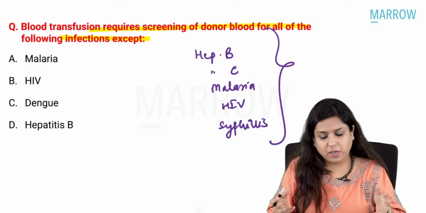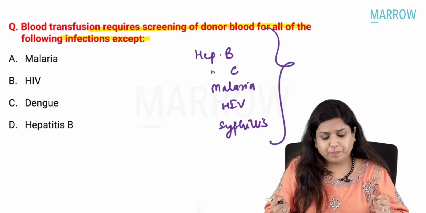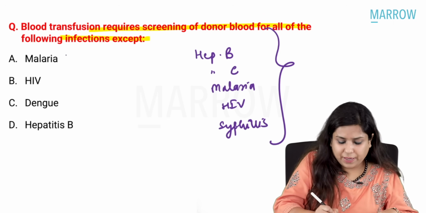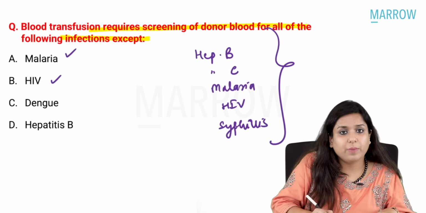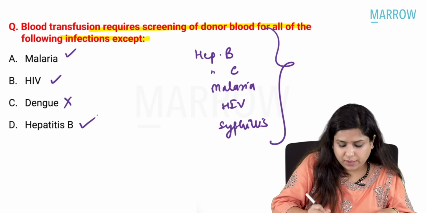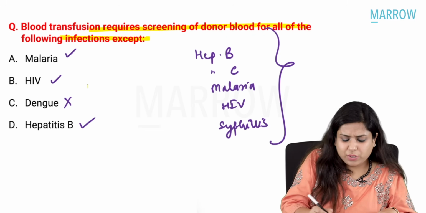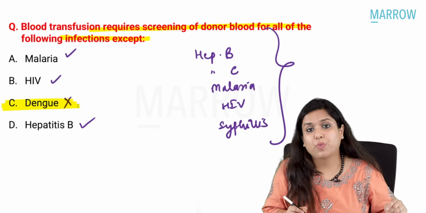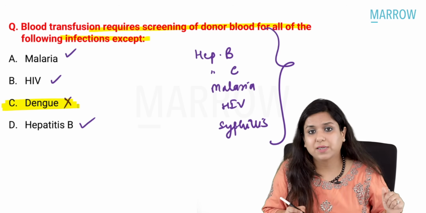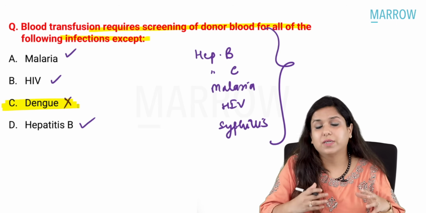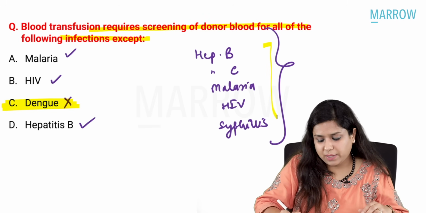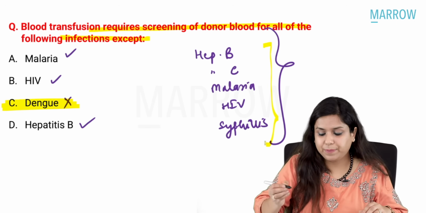So here they asked you which infection out of these is not screened. Malaria is definitely screened, HIV is screened, dengue is not screened, hepatitis B is screened. So this was a fairly easy and straightforward question. The answer was dengue. We do not screen dengue fever because it is not an infection which is usually transmitted by blood, but we screen these 5 things.